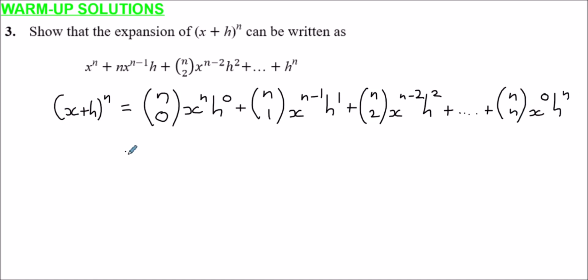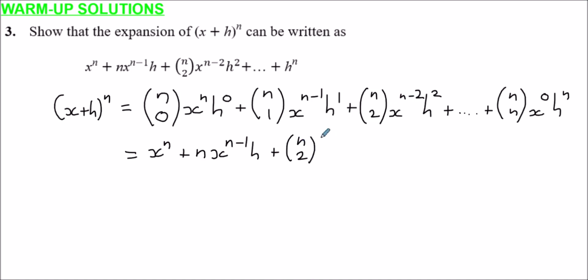And so if we just neaten this up slightly, n choose 0 is always going to be 1. So we're just going to have x to the power n. Anything to the power 0 is just 1, so x to the n times 1 just gives us x to the power n. N choose 1 will always be just n. For example, 5 choose 1 will be 5, 6 choose 1 will be 6, and so on. So n choose 1 is n, x to the power n minus 1, h to the power 1 just gives us h.